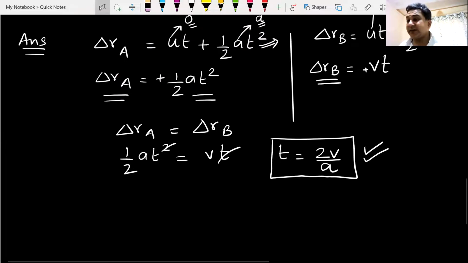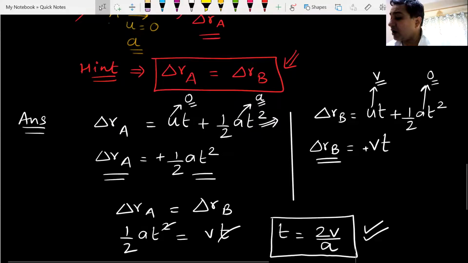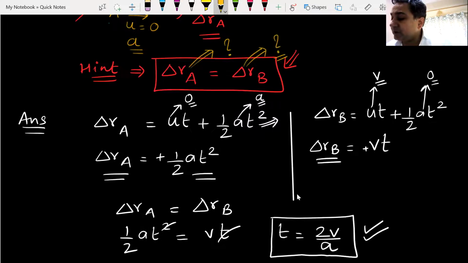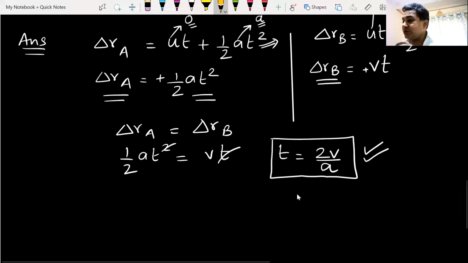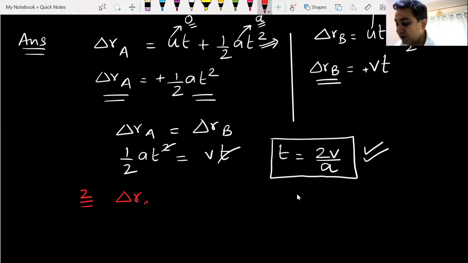Clear, okay. Now the second question that I have made is, what is the displacement of the two bodies? So basically now I'm asking you, what is the value of displacement of A, or what is the value of displacement of B? How can you find out the displacement of the two bodies? Can anyone give me an answer to this one? Question number 2, part 2. What is the displacement of body A, or what is the displacement of body B?